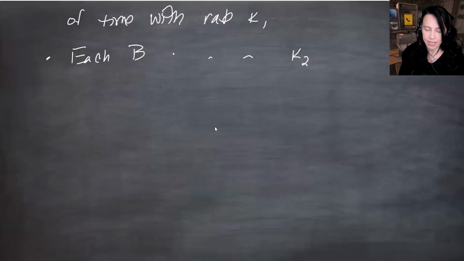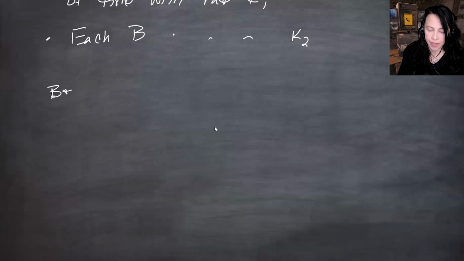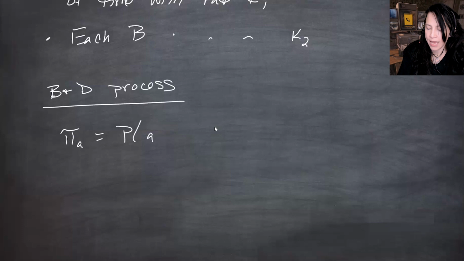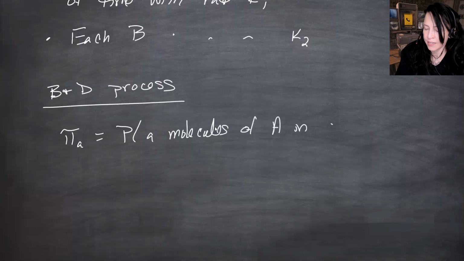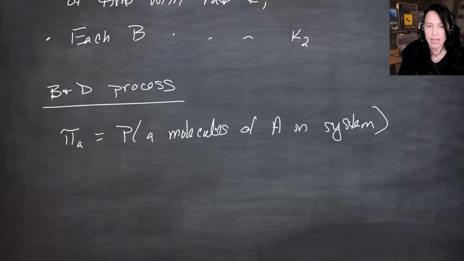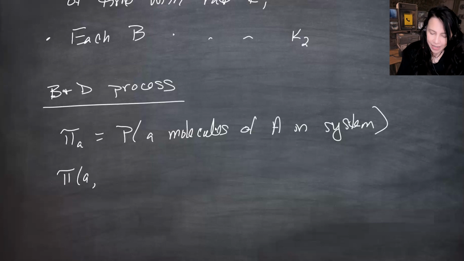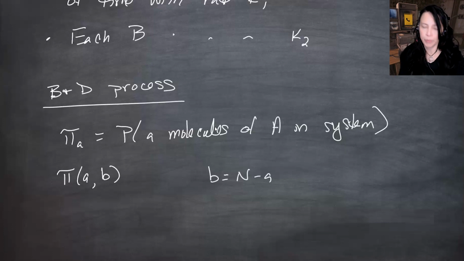So one way to do this is a birth and death process. And we can talk about pi sub n being the probability there are n molecules of A in the system. And if you really wanted to talk about a joint PDF, we have many notations here. The B is always N minus n. So you can follow just the A molecules. You can treat it as a birth and death process.